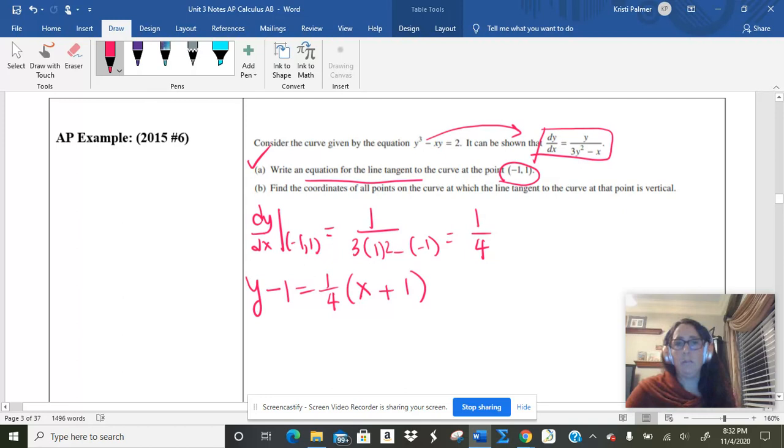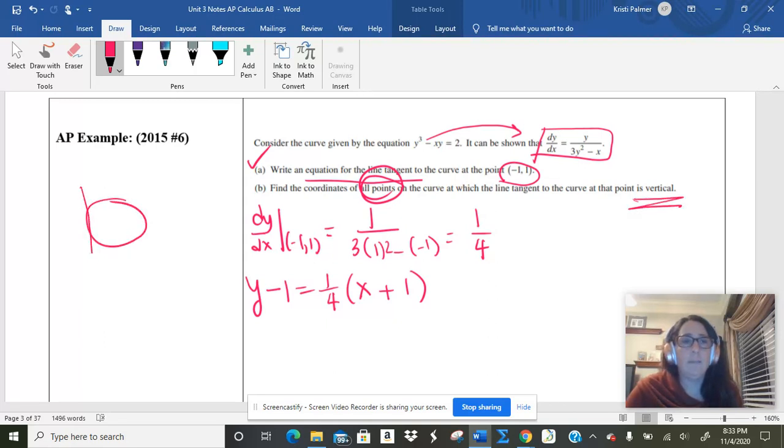So now we want B. B says find the coordinates of all the points. That's the little thing. It's not just x values, which a lot of times it says, but this one wants points to which the line tangent to the curve is vertical. So here, if I think of a vertical tangent, those would be like the vertical tangents of a circle or something. And I know that when I have a vertical tangent, I have a slope of not 0, but undefined.